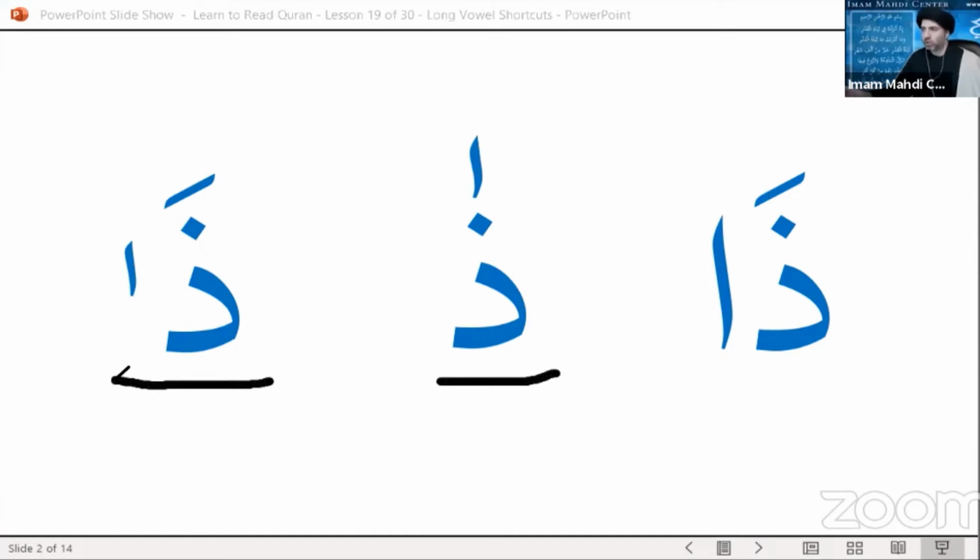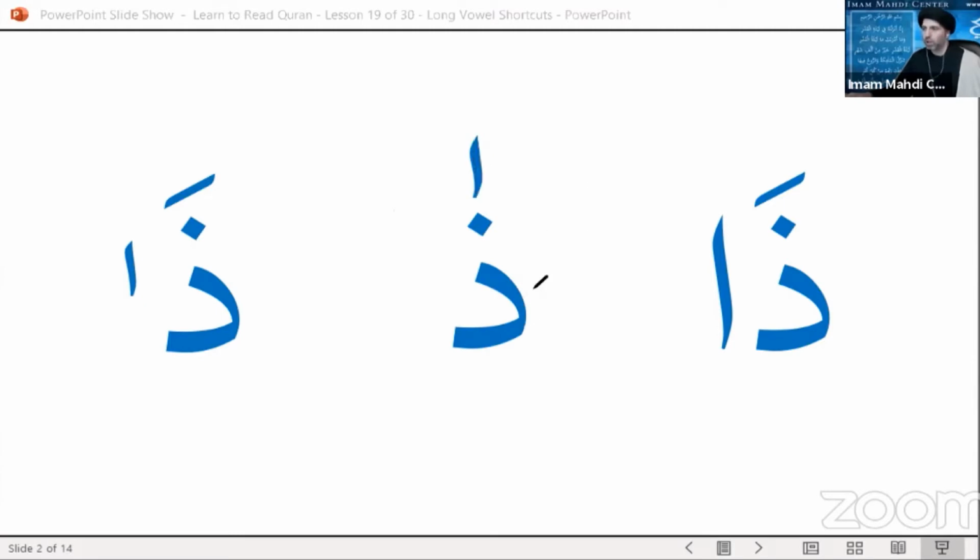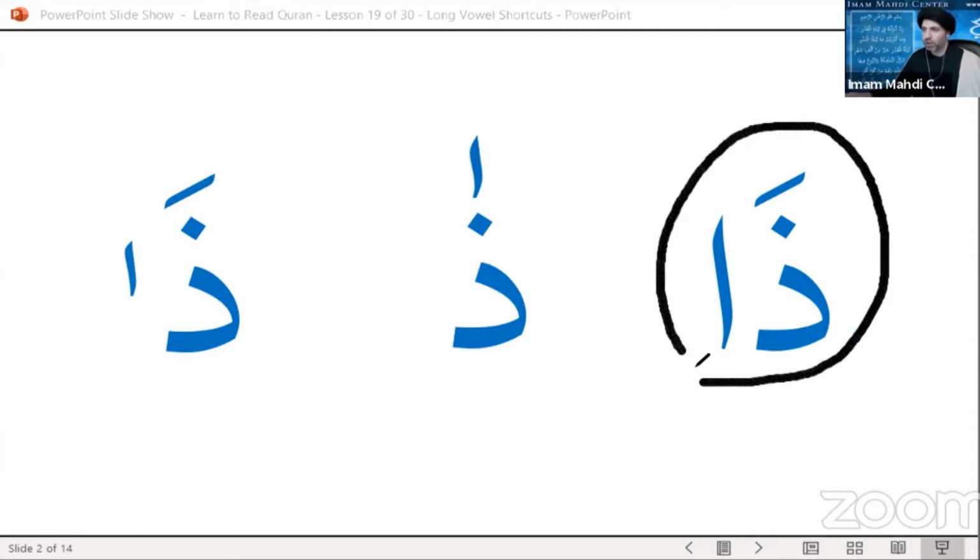Now what we have here are two different shortcuts that you may see depending on which print of the Quran you're reading. So one print of the Quran will have the shortcut for the long vowel written this way. What it'll do is it'll place a small alif on top of a letter. When you see this small alif on top of a letter, it tells you to pronounce that letter with the same long vowel as this combination right here.